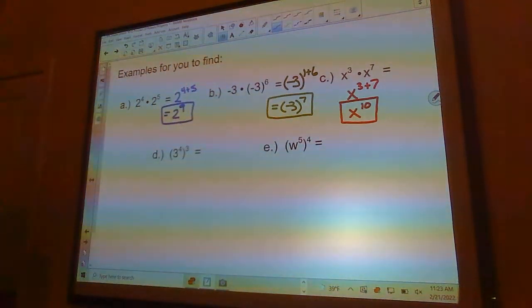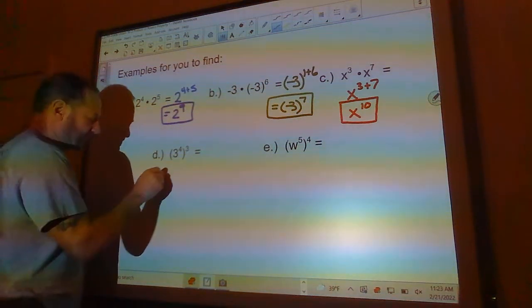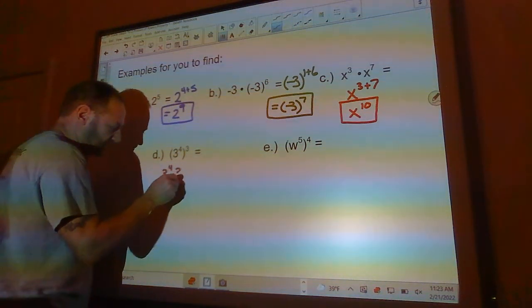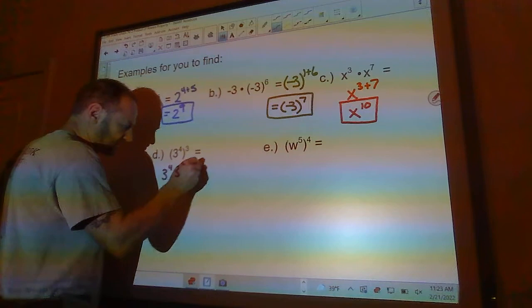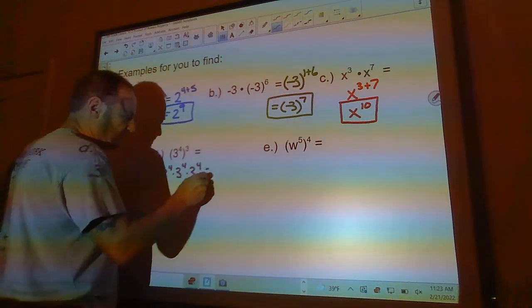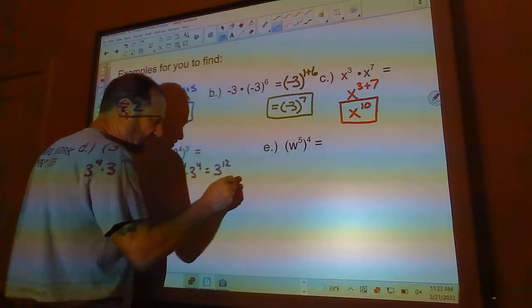3 to the 4th to the 3rd. Well, remember, this is 3 to the 4th times 3 to the 4th times 3 to the 4th, which is going to be 3 to the 12th power.